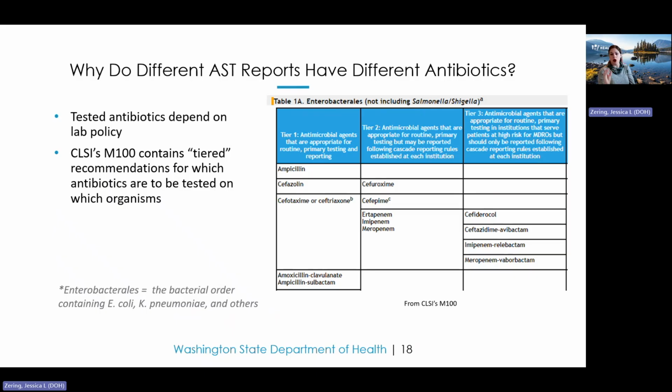In this case, we're looking at Enterobacterales, which is going to include E. coli, Klebsiella pneumoniae, and Proteus mirabilis, top organisms that cause UTI. Now you see antimicrobial agents under tier 1, we're always going to be testing for susceptibility to ampicillin, cefazolin, and others as well. Now this table is truncated. There is actually more listed in the M100, but this gives an example.